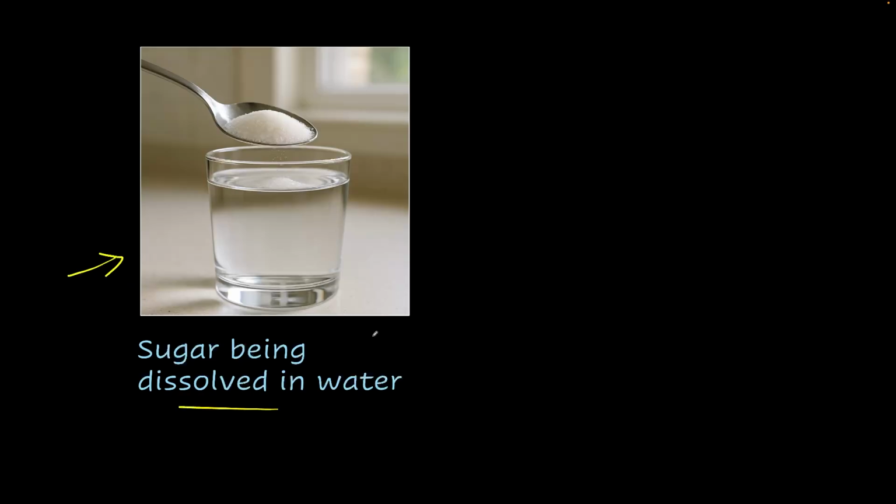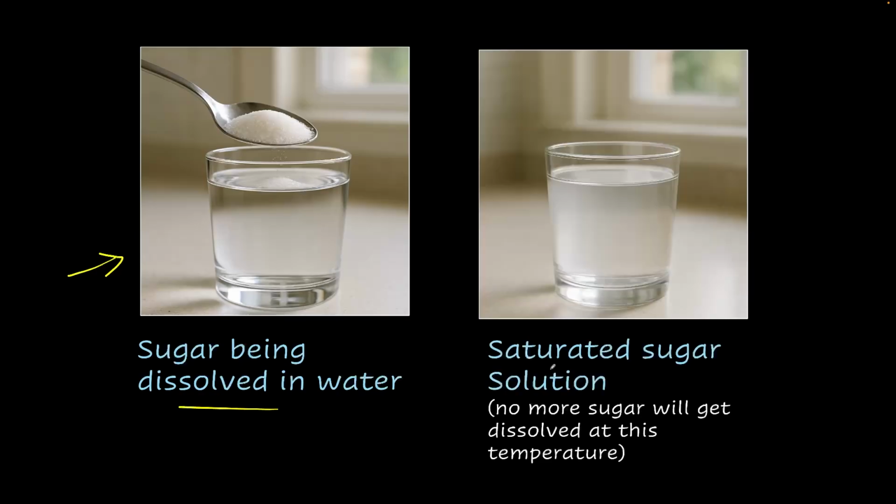And as you keep adding sugar, you reach a point known as a saturation point, where you have a saturated sugar solution. So what does this mean? At this point, you cannot add any more sugar at that particular temperature. Let's say the temperature is 25 degrees. At this temperature, you can only dissolve some amount of sugar, and beyond that point, this solution gets saturated.